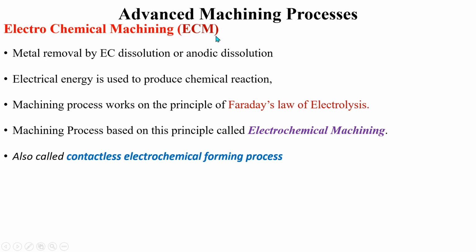Here in the case of ECM, electrical energy is used to produce the chemical reaction at the workpiece surface. And the machining process works on the principle of Faraday's laws of electrolysis. We will discuss this in the upcoming slides. Such a machining process which uses the principle of Faraday's laws of electrolysis is termed the electrochemical machining process. And this ECM is also called a contactless electrochemical forming process.